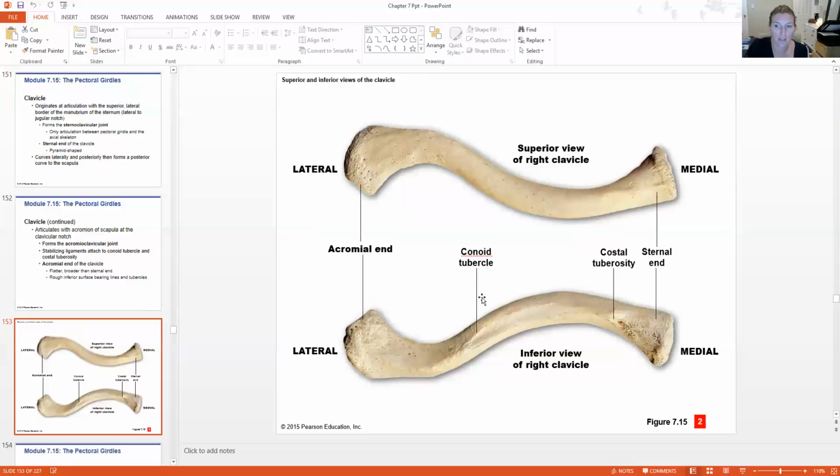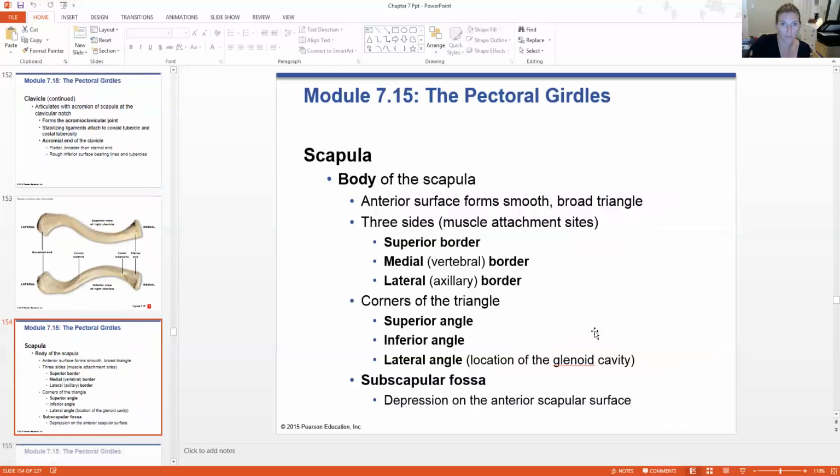So again, this is the medial side, and this is the superior view, and this is the inferior view. The clavicle is probably the most difficult bone to tell left from right, so I'm going to try my best to give you those points when we're in lab so that you can identify them from each other.